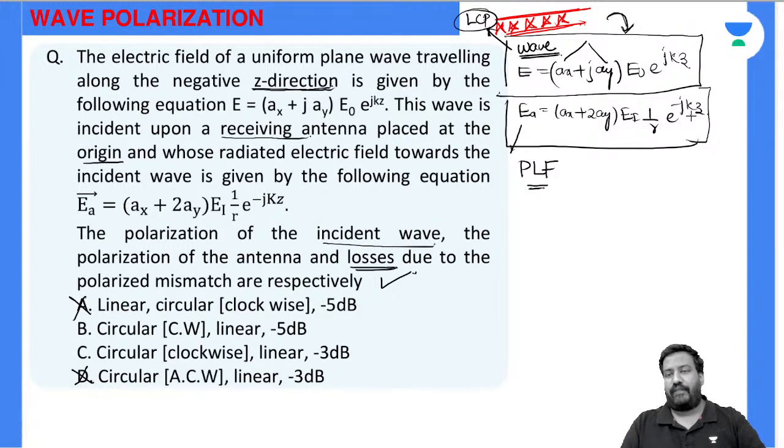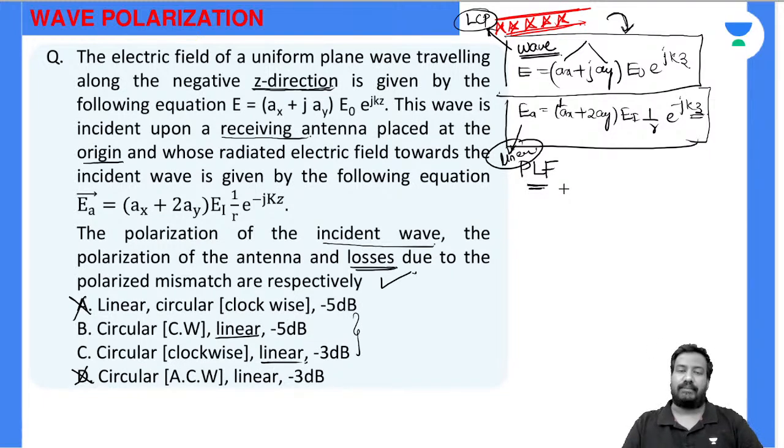Antenna: same phase, unequal amplitude. Here amplitude is 1, here amplitude is 2, but same phase. Unequal amplitude, same phase means linear polarization. Of course, in B and C, both you have linear. Now the typical thing is to find whether it is minus 5 dB loss or minus 3 dB loss. Remember, the wave is circularly polarized. Antenna is linearly polarized. There is a polarization mismatch, and because of this, there will be some loss that can be calculated by finding the polarization loss factor.